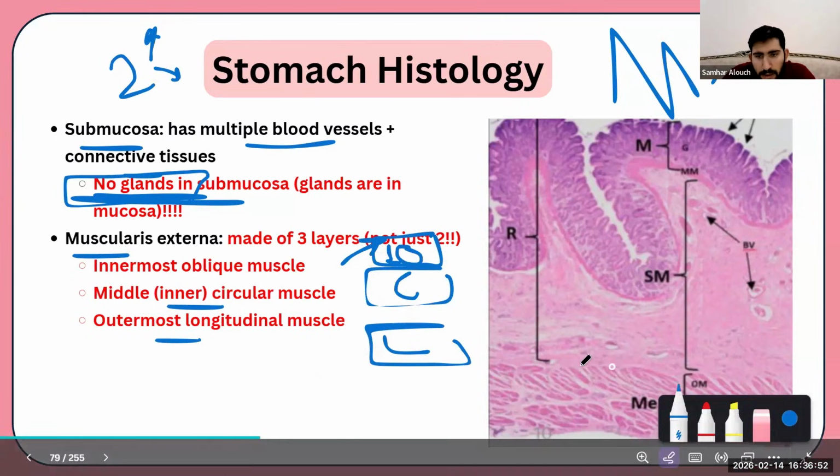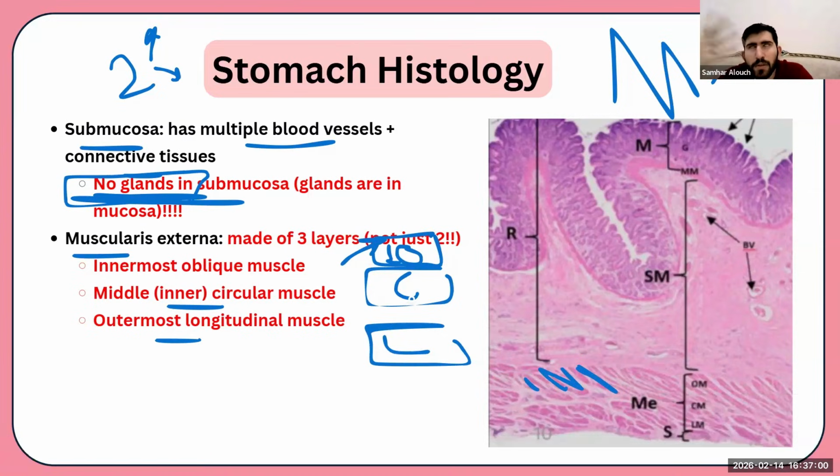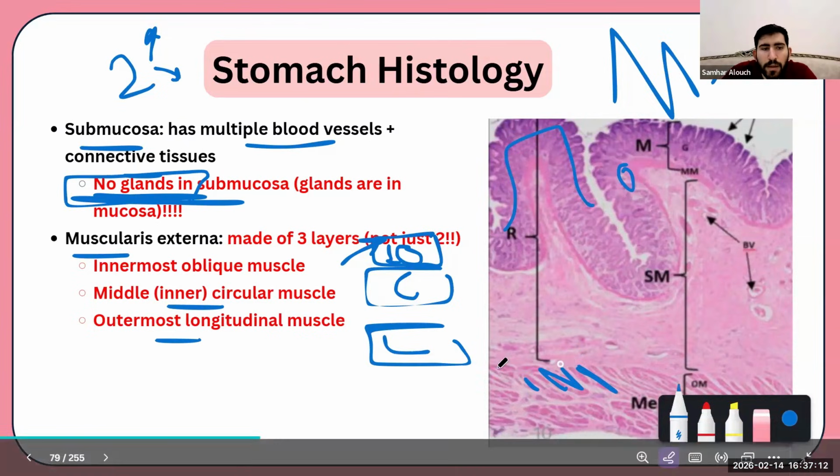As you can see here, it's inner oblique. You see, it's oblique, and the rest, they are down. Not the most important feature, but if they ask you to give a differentiating feature for this, you can say the rugae, you can say glands at the top, you can say simple columnar epithelium, and you can say three muscle layers. They will usually ask for one or two features.